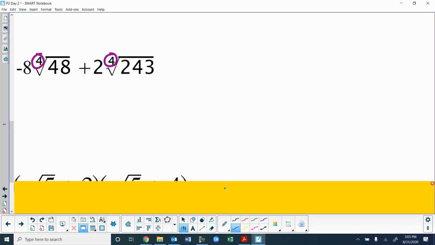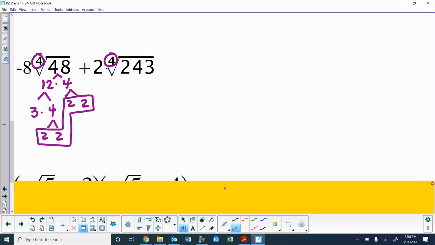Okay, so when I do a factor tree, I think I'll do 12 times 4. And then 3 times 4. And 2 times 2. And 2 times 2. So if you look, I've got a group of 4 2's. So that 2, there's 4 of them, I can pull out and multiply it. So I get negative 16 out front. And it's the 4th root, don't forget that.